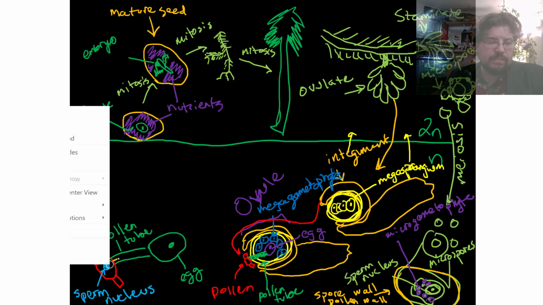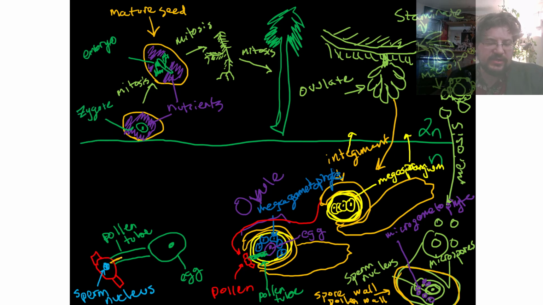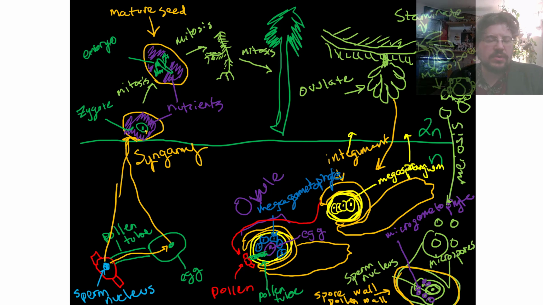Fertilization occurs. The sperm nucleus travels down the pollen tube and fuses with the egg nucleus. That fusion is called syngamy. And we now have a zygote. The integument grows and completes over this once we have syngamy, fertilization. And we now have our developing seed with a zygote surrounded by that nutrient tissue.